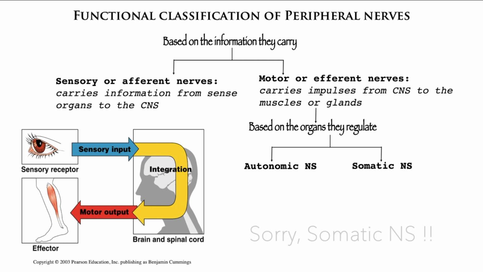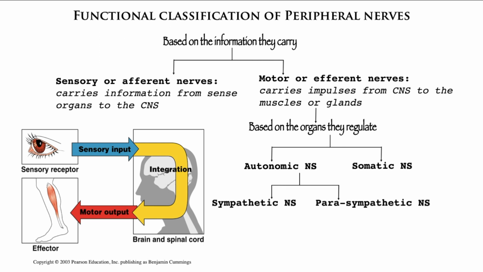So autonomic nervous system again consists of 2 different divisions: the sympathetic nervous system and the parasympathetic nervous system. So autonomic nervous system is mainly regulating the involuntary system, which is smooth muscles, cardiac muscles and glands, whereas the somatic nervous system is regulating the voluntary system of our body, that is the skeletal muscles. So this was the functional classification of the nervous system.